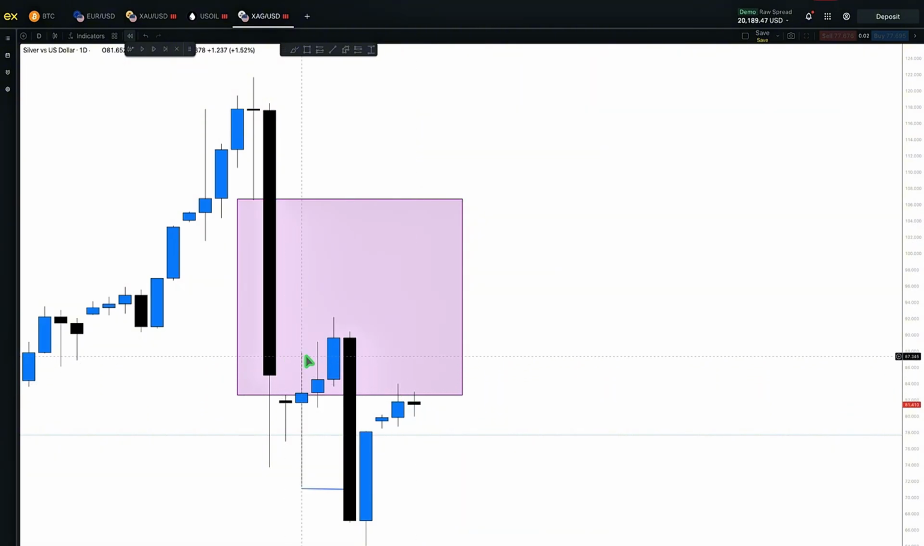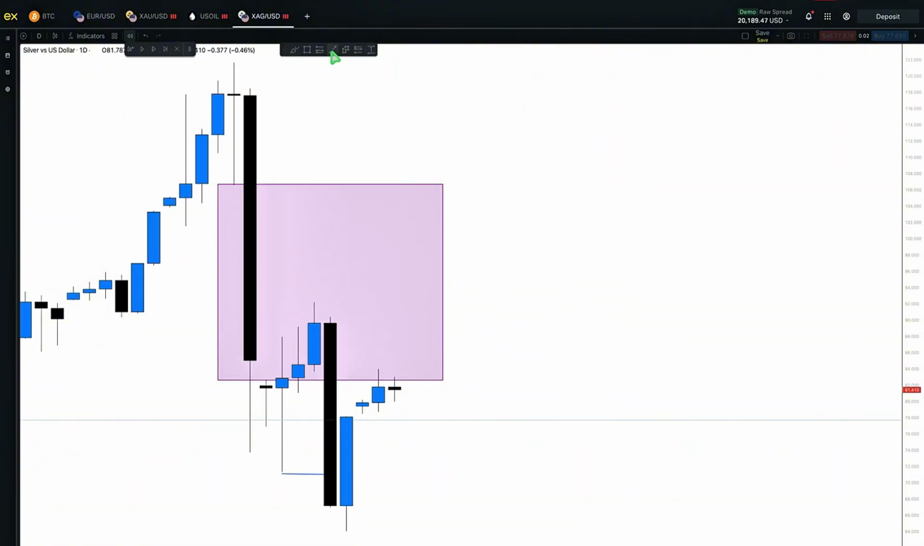So we got three things. Okay, we got this fair value gap. Then we got this retest, and the price retested this fair value gap once, and then it came down, it swept the previous low, and again it went up and retested that fair value gap. So we got two retests of this fair value gap.